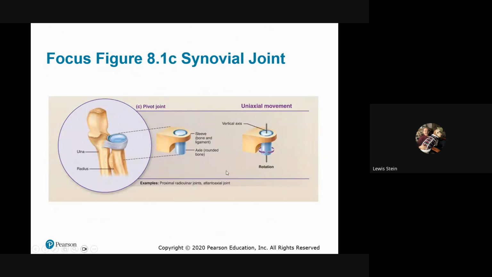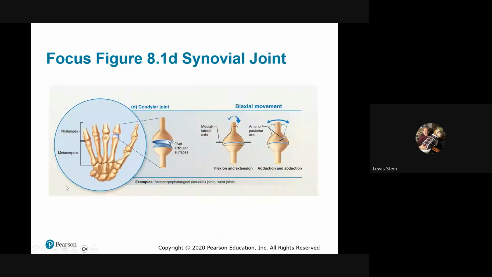There's only 2 pivoting joints: the radial head in the radial notch, and the other one I told you about, C1 and C2, the atlas and the axis, and effectively the atlas rotating around the dens. And if you remember looking anatomically, there was a little notch in the atlas, and the dens was covered in cartilage surrounding this way. And those are the only 2 pivoting joints.